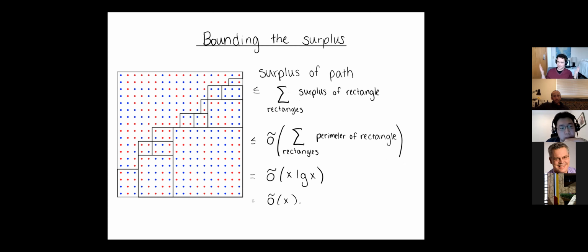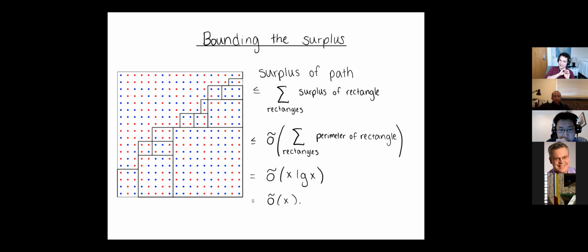Now, what does this tell us about the surplus of the path? Well, the surplus of the path is just the sum of the surpluses of the rectangles. But remember that for each rectangle, the surplus of the rectangle is soft O of the perimeter of the rectangle. But we intentionally designed our rectangular decomposition so that the sum of the perimeters of the rectangles would be small.